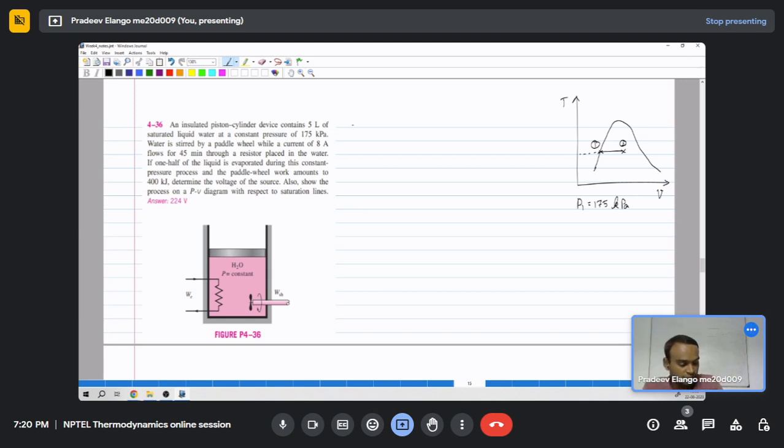That means we can find the enthalpy: enthalpy 1 is equal to enthalpy 1 fluid, and enthalpy 2 is enthalpy 1 fluid plus x2 into HFG1. Here x2 is 0.5.